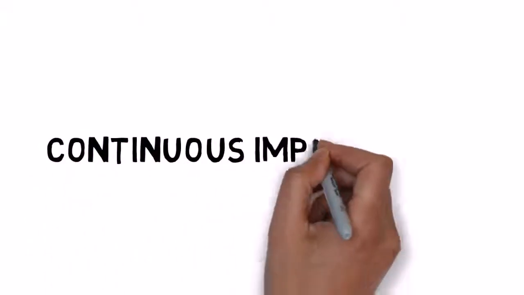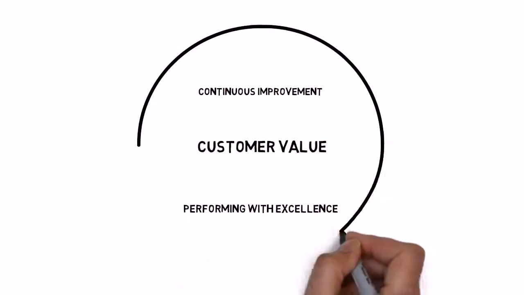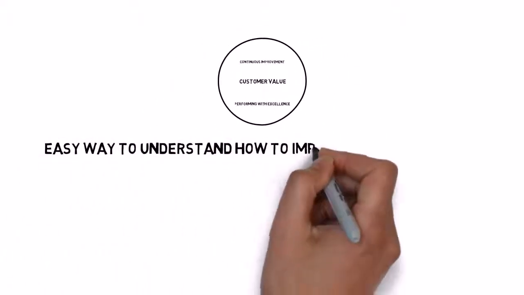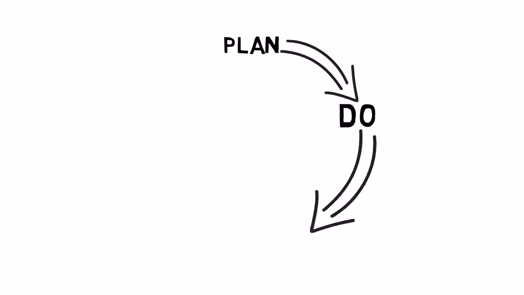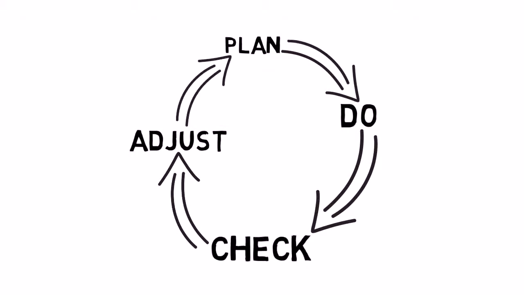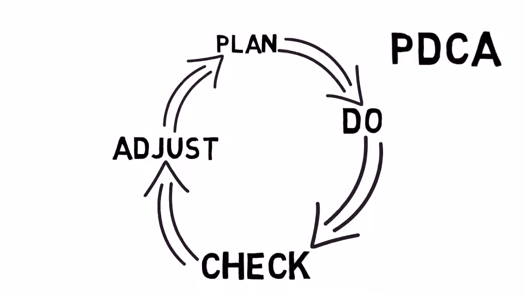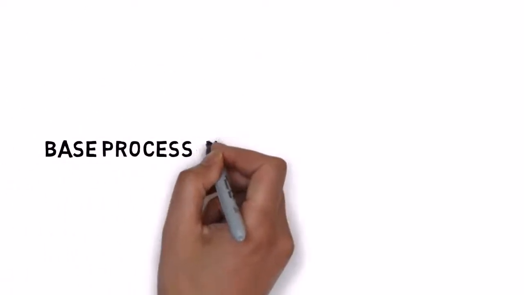We hear a lot these days about continuous improvement, customer value, and even performing with excellence. And amongst all these buzzwords, is there an easier and simpler way to understand how to improve the work that we do? Well, in fact, there is, and it is as easy as plan, do, check, and adjust, also known as PDCA for short. And in fact, it is the base process upon which a business runs on. Well, how, you might ask?